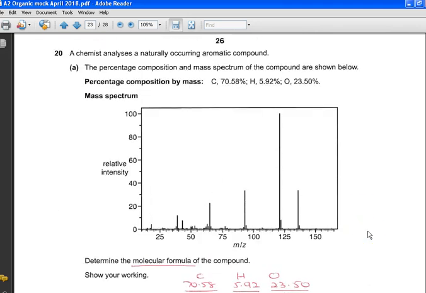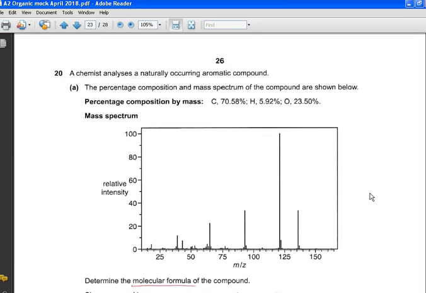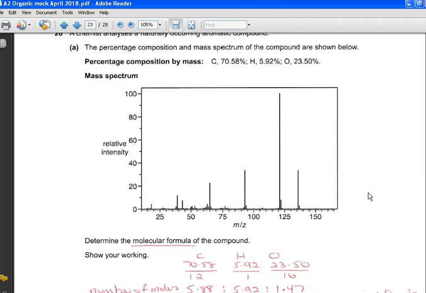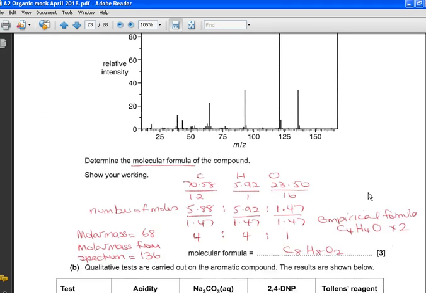Okay, and then the last couple of questions are a little bit more complex. They are all A2 content. Well, actually they're not, because mass spectrum and infrared is AS, but the way that it's put together with NMR is obviously more of an A2 question. So you're given a mass spec, and you're asked to work out the molecular formula of this compound.